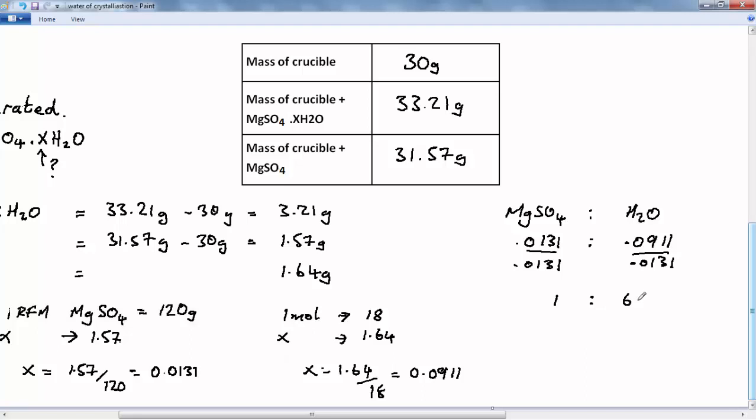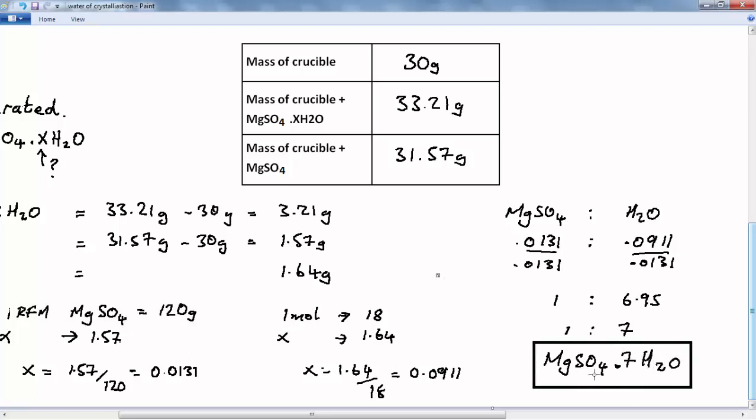6.95. Well, in most cases in this type of problem, because these are so-called experimental figures that they'll give you in the exam, you wouldn't expect the answer to be exactly a whole number. You've just got to use your head here and round this off to the nearest whole number. So clearly this is 7, and therefore the value of x is 7. So we can write down the formula for hydrated magnesium sulfate as MgSO4.7H2O. That's the formula that we've been looking for.